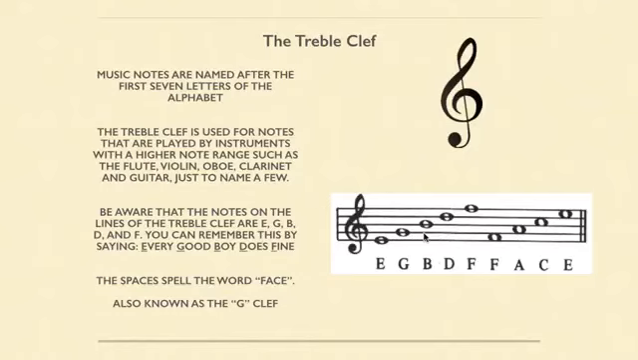Each line represents a letter in the musical alphabet, as spaces do. The lines represent E, G, B, D, and F. I like to think about it right here as every good boy does fine. E, G, B, D, F. And then simply the spaces are referred to as face. I just think about it, face. I like to think about face better just because I find it easier to teach my beginners that way.